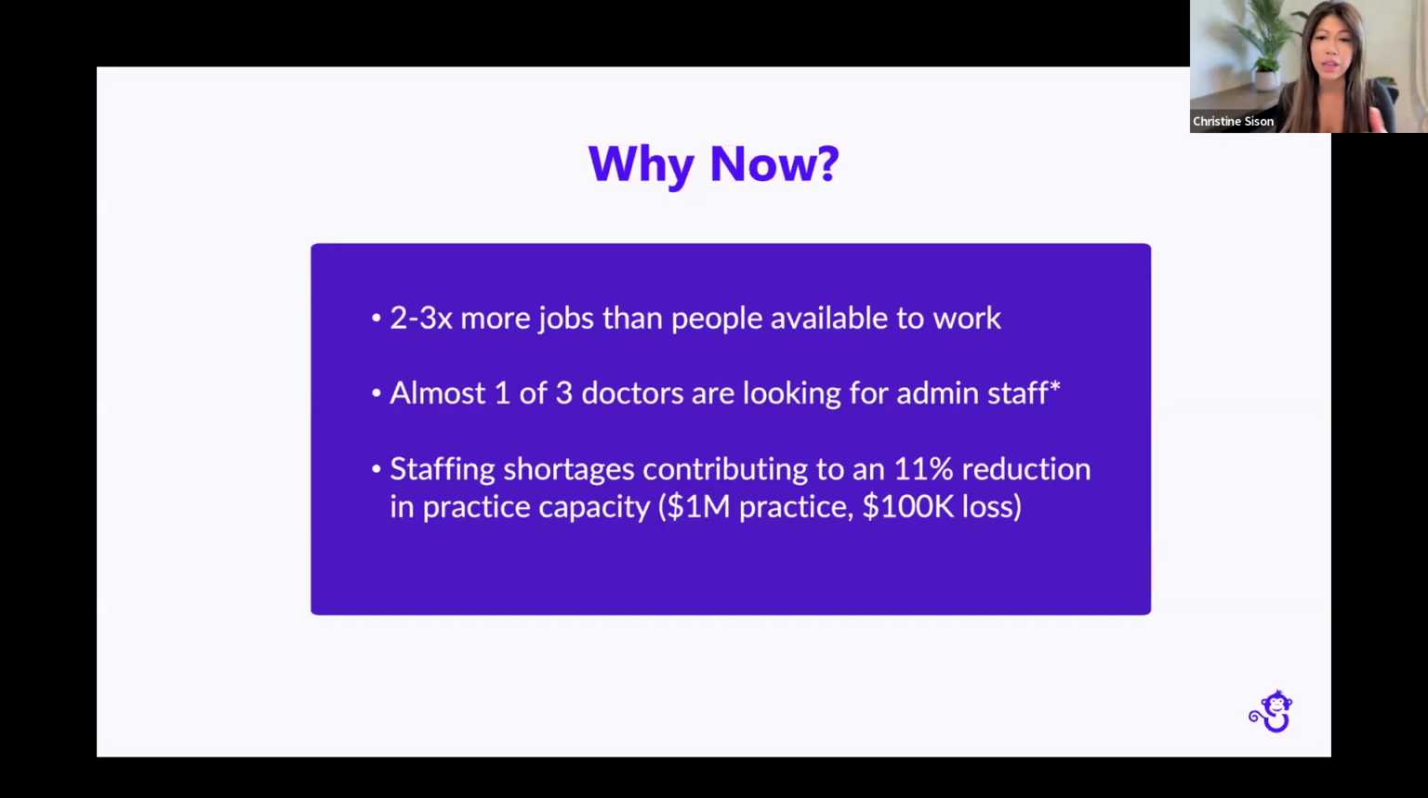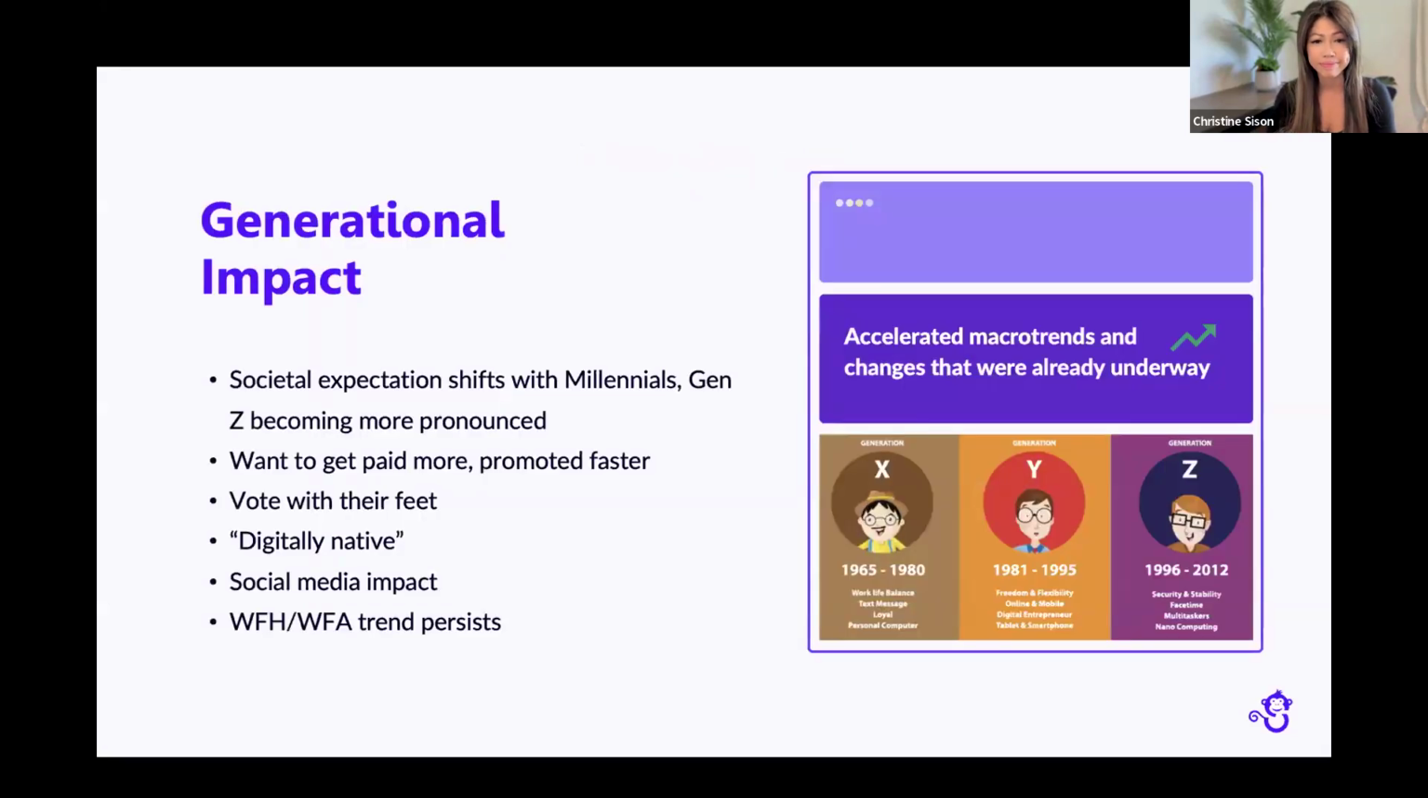Staffing shortages absolutely impact the bottom line. There was a study that showed there's an 11% loss in your practice capacity to produce just by not having enough people. For those with the average practice of about $1 million, that's about $100,000 lost just by not having enough people.